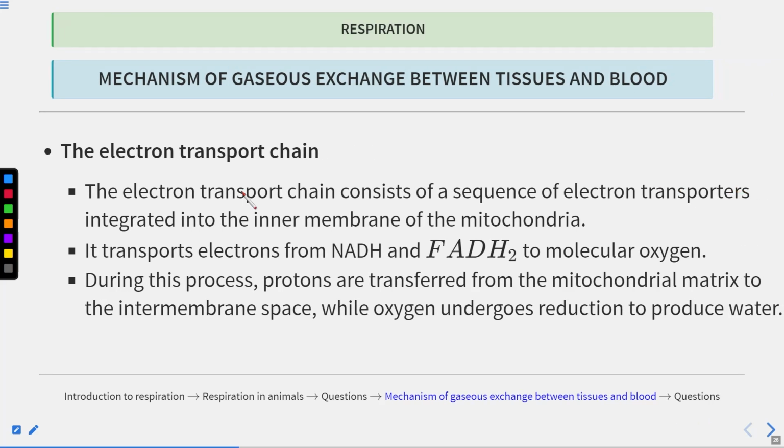Now next, after the Krebs cycle, we have the electron transport chain. Now let's talk about the electron transport chain. The electron transport chain consists of a sequence of electron transporters integrated into the inner membrane of the mitochondria. Clear? So where are the electron transporters present? They are present in the inner membrane of the mitochondria. So what is the site of the electron transport chain? It is the inner mitochondrial membrane, because all the complexes are present in the inner mitochondrial membrane.